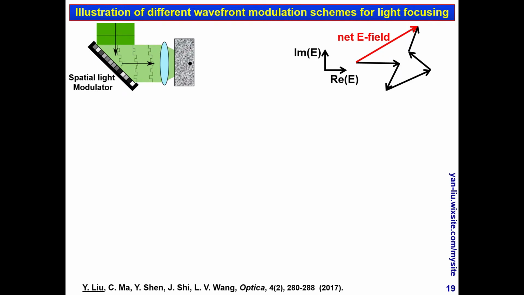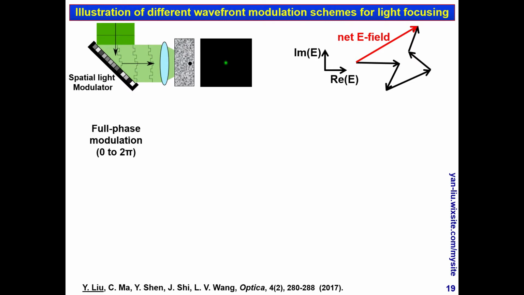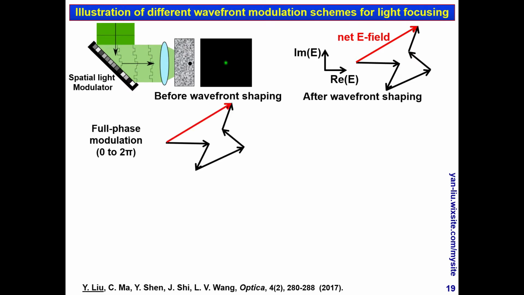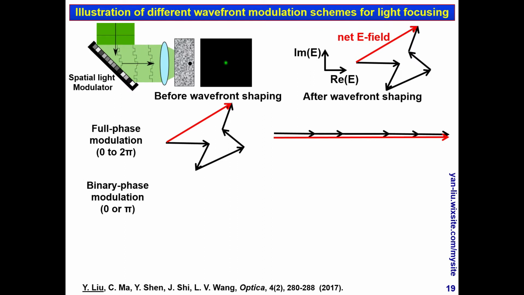With a spatial light modulator, we can adjust the phase of each beamlet to make them constructively interfere at the target location, thus achieving a focus. Specifically, with full phase modulation achieved by nematic liquid crystals, we can rotate each phasor to make them constructively interfere. In this case, we can maximize the electric field amplitude and achieve a focus. With binary phase modulation achieved by ferroelectric liquid crystals, we can rotate each phasor by 0 or 180 degrees.